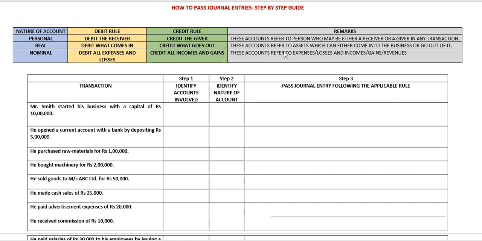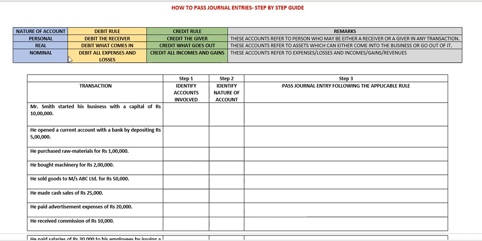Second account, real account. So generally these accounts refer to assets which can either come into business or go out of the business. So if the asset comes into the business, we debit it. So the rule goes like debit what comes in, and if the assets goes out of the business, we credit it with the rule credit what goes out.